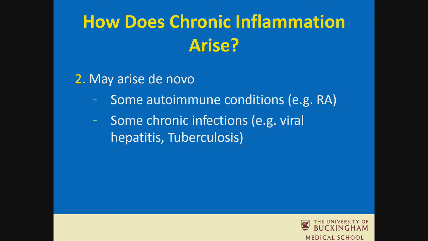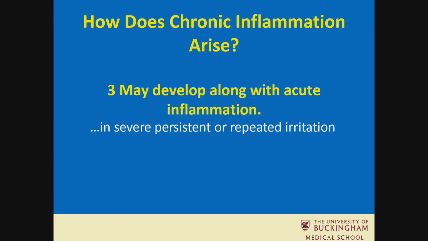And the next, the commonest one, is that it arises de novo. Some inflammations are chronic from the start, like tuberculosis, then chronic hepatitis, hepatitis B, hepatitis C, leprosy, and autoimmune diseases. Then the third group occurs along with acute inflammation, repeated acute inflammation or persistent injury.